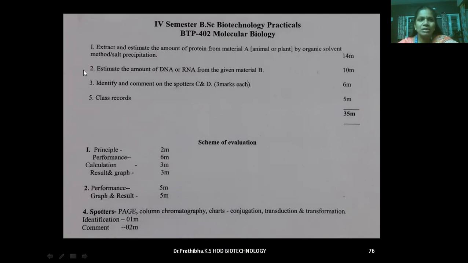Now let us go to question number 2. Estimate the amount of DNA or RNA. That is performance 5 marks, graph and result 5 marks. Spotters identification carries 1 mark and comment carries 2 marks. So what are the spotters you may get in the examination? You may get spotters like PAGE, polyacrylamide gel electrophoresis, column chromatography, apparatus or pictures, photographs, charts like conjugation, transduction, and transformation.